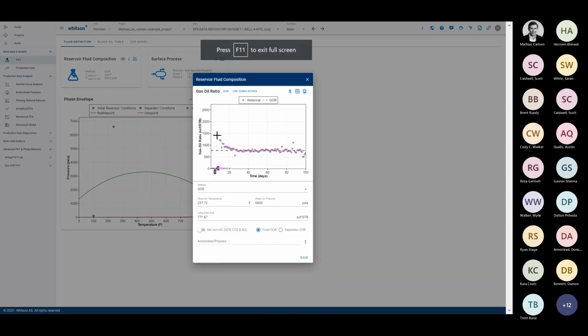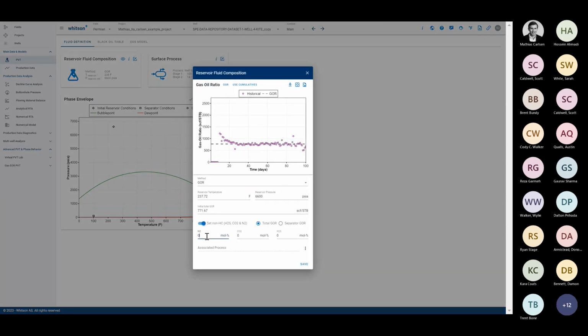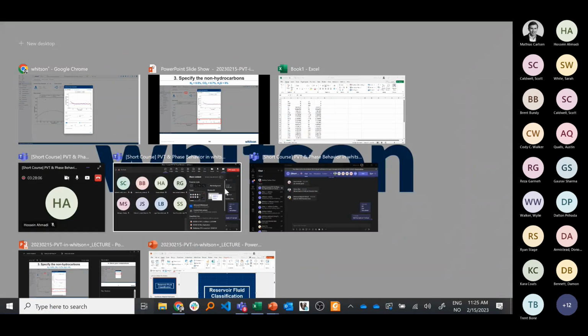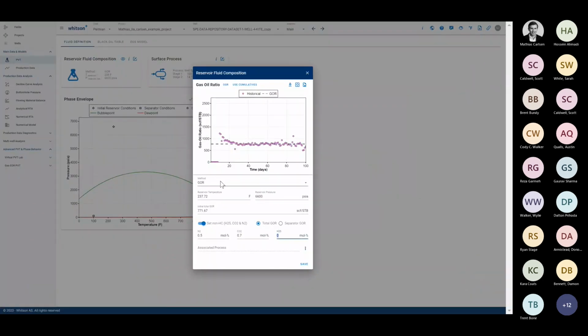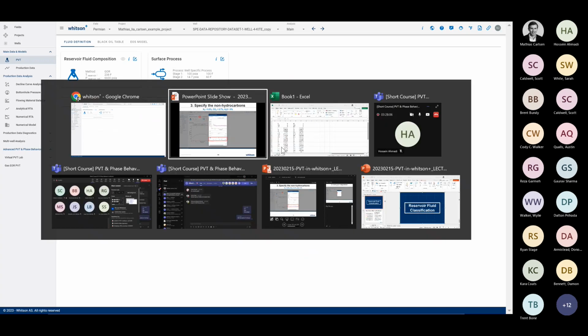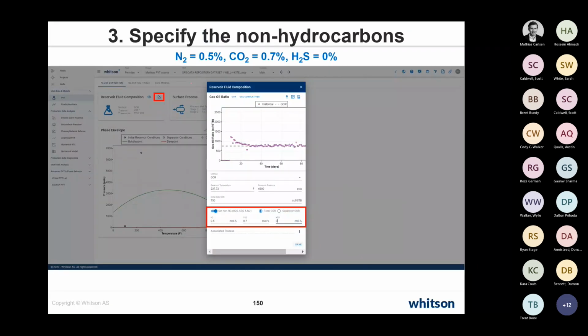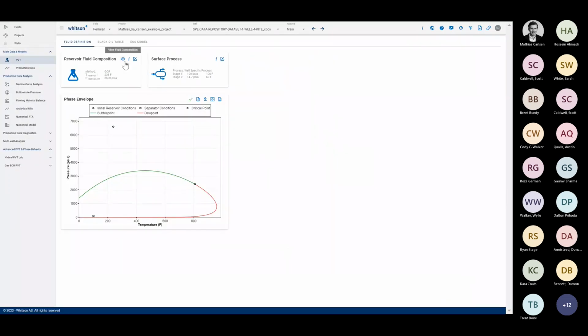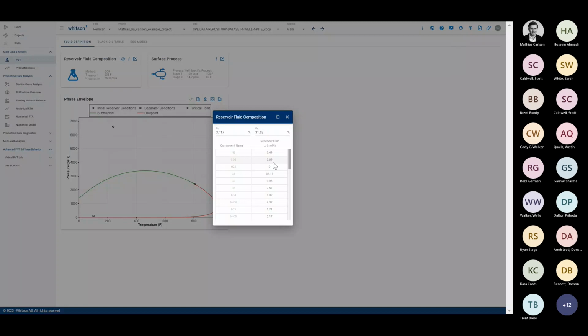And in this reservoir fluid composition card, you can then set the non-hydrocarbons, and they can be 0.5 and 0.7, and then the last one is 0. Okay, so once you're done with that, you click Save again, and then we recalculate our fluid, and that's basically step number 3 here. Okay, and if you check your reservoir fluid composition again now, you should see that the components you inputted are being reflected for this particular well.